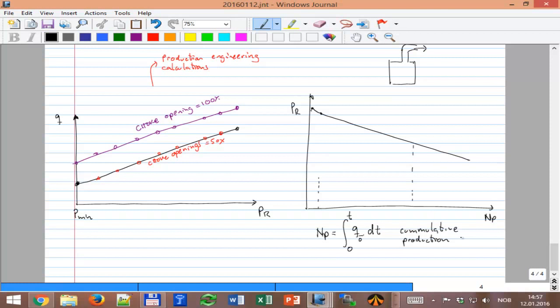Now, we see here that this equation of cumulative production involves the rate, that the rate I'm getting it somehow here, and time. So let's make a plot. Now the production engineer is going to use that knowledge that it had from the Q to make the plot of Q versus NP.